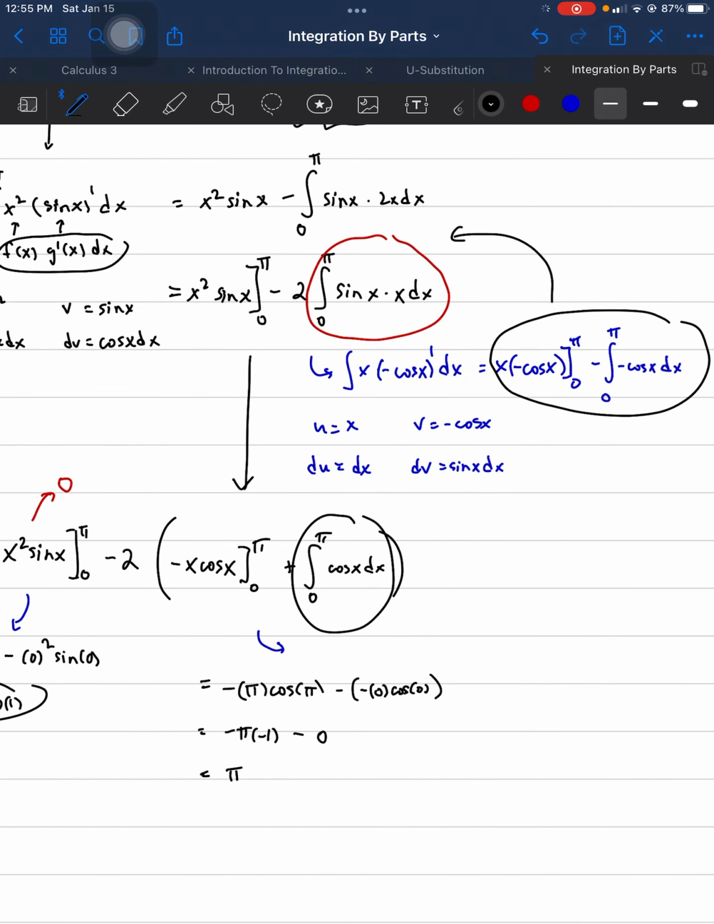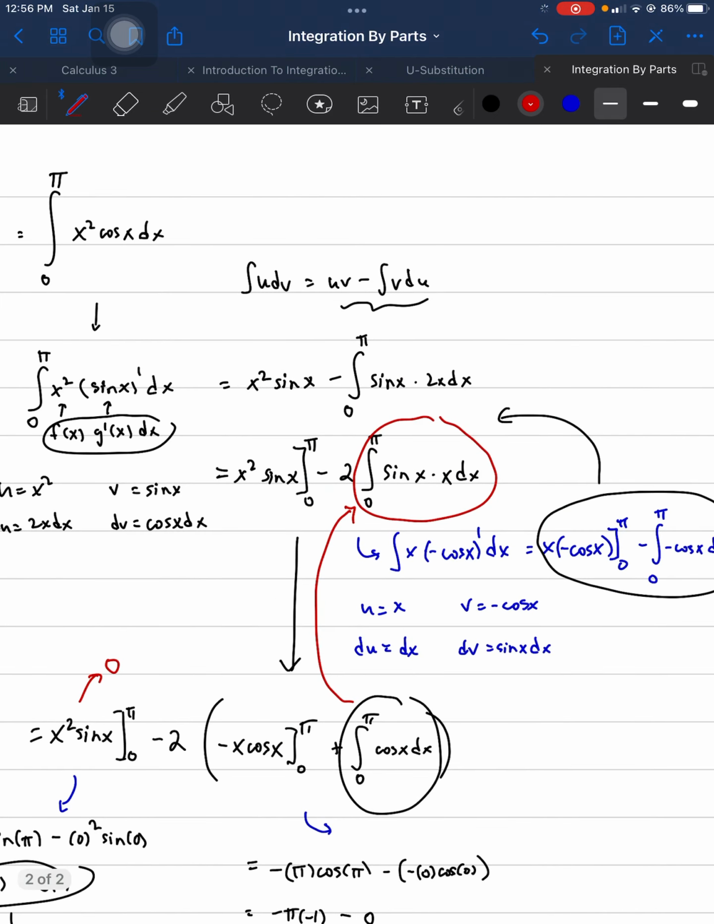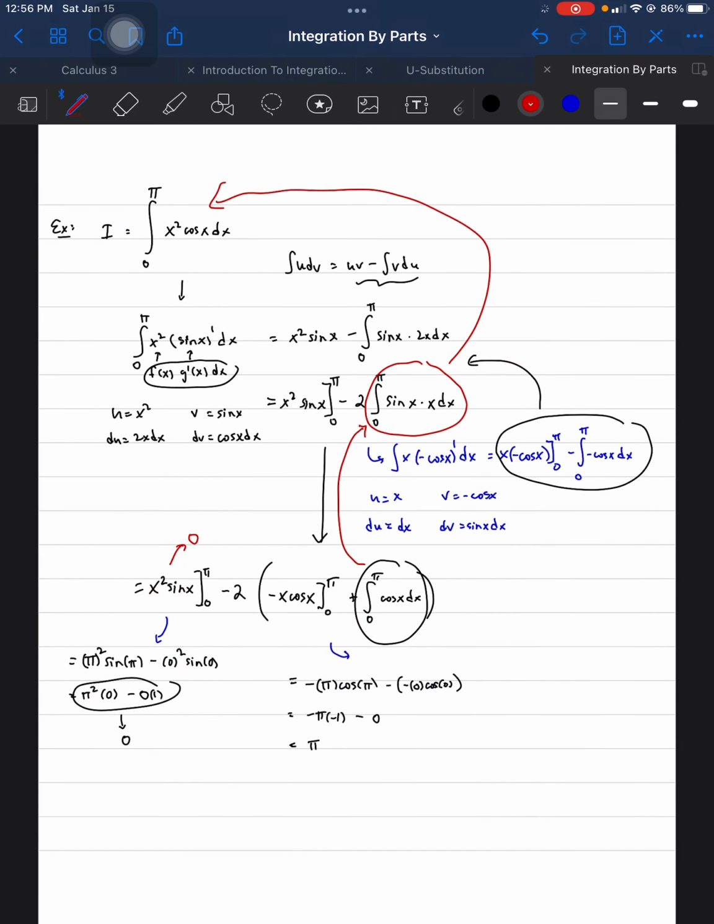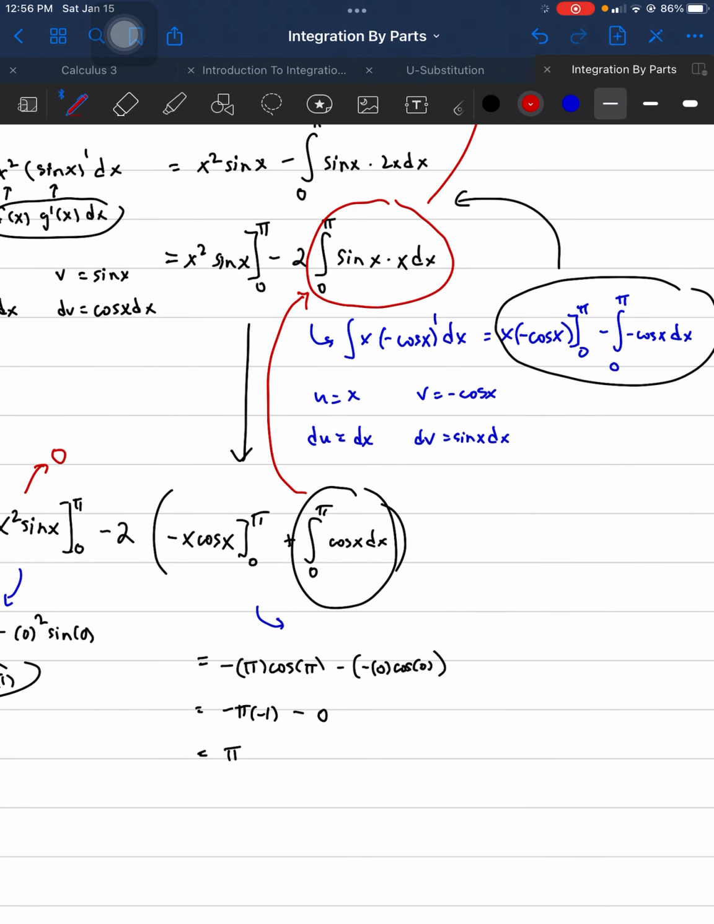So this integral is a lot simpler than what we had here with the sine x and x. And the sine x and x is a lot simpler than what we had in the original function. I mean, in the original integral, where we had an x squared cosine x. So we're in the simplest form we could be for this integral.